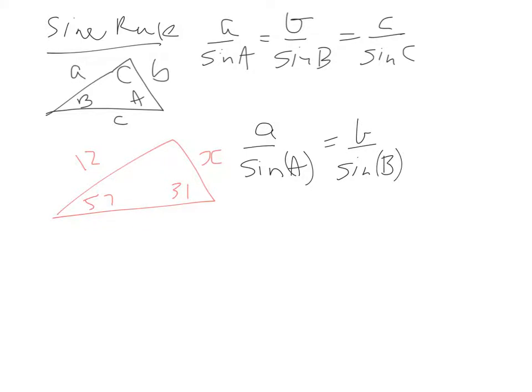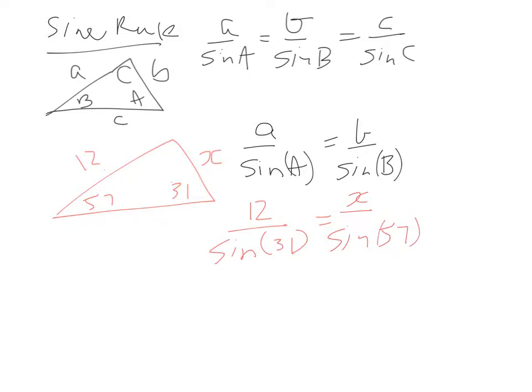And then we substitute. So now instead of a, we're going to write 12. So I'm going to say 12 over sine, and opposite 12 is 31 degrees, equals, now instead of b, we're going to write x over sine of 57 degrees.